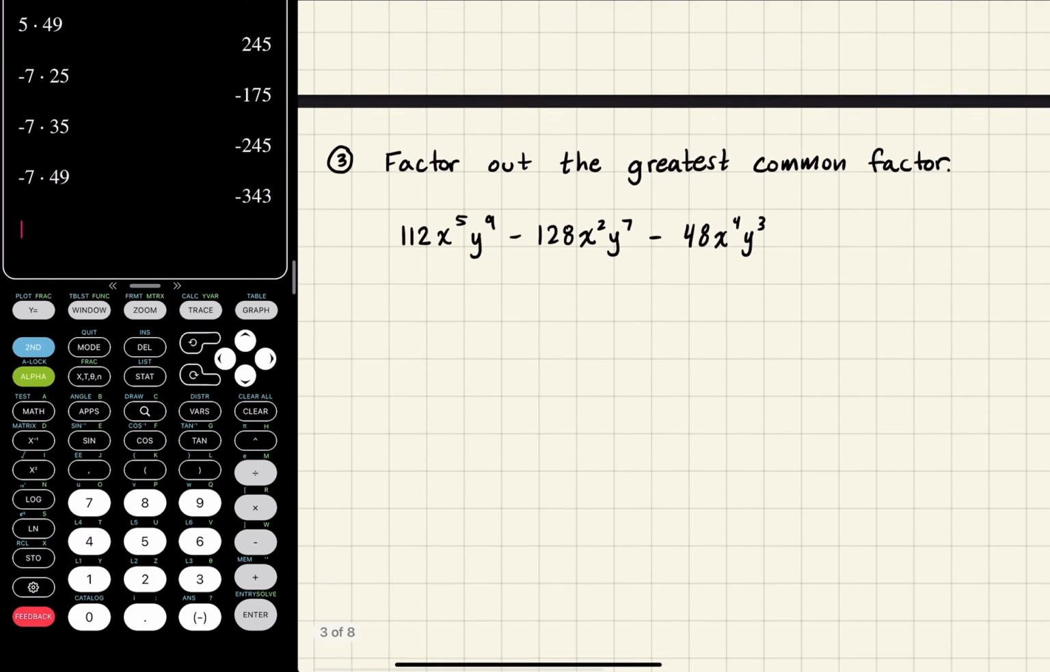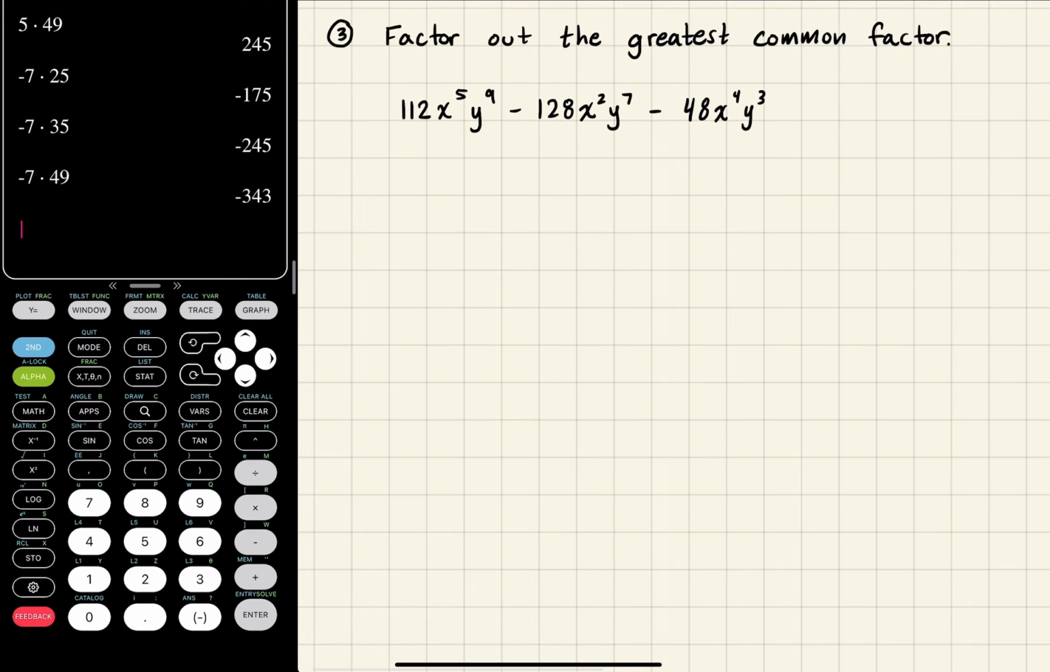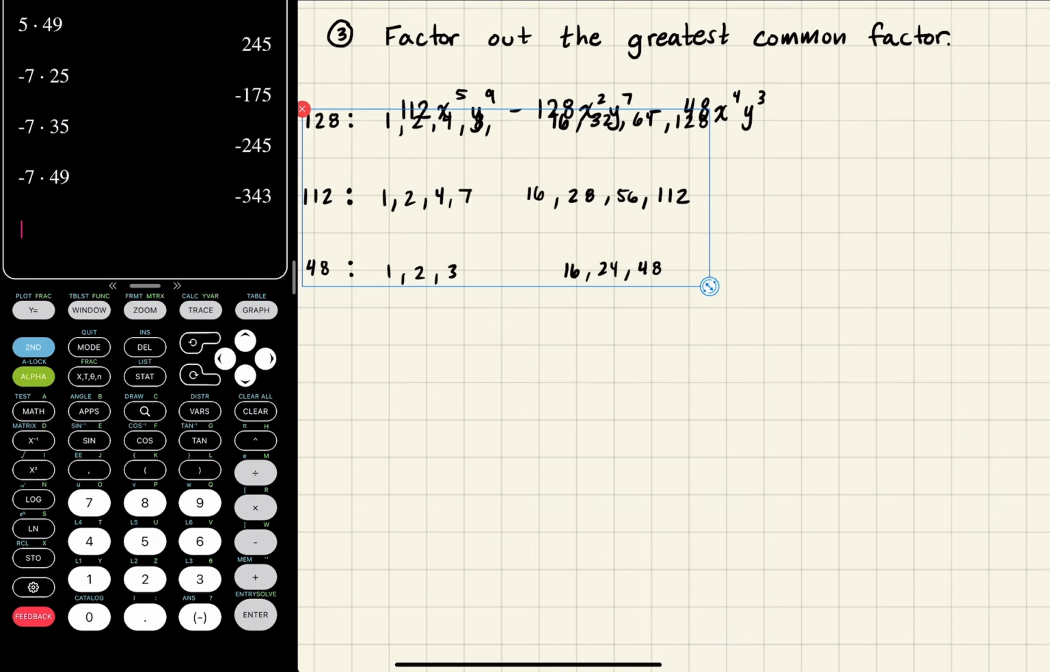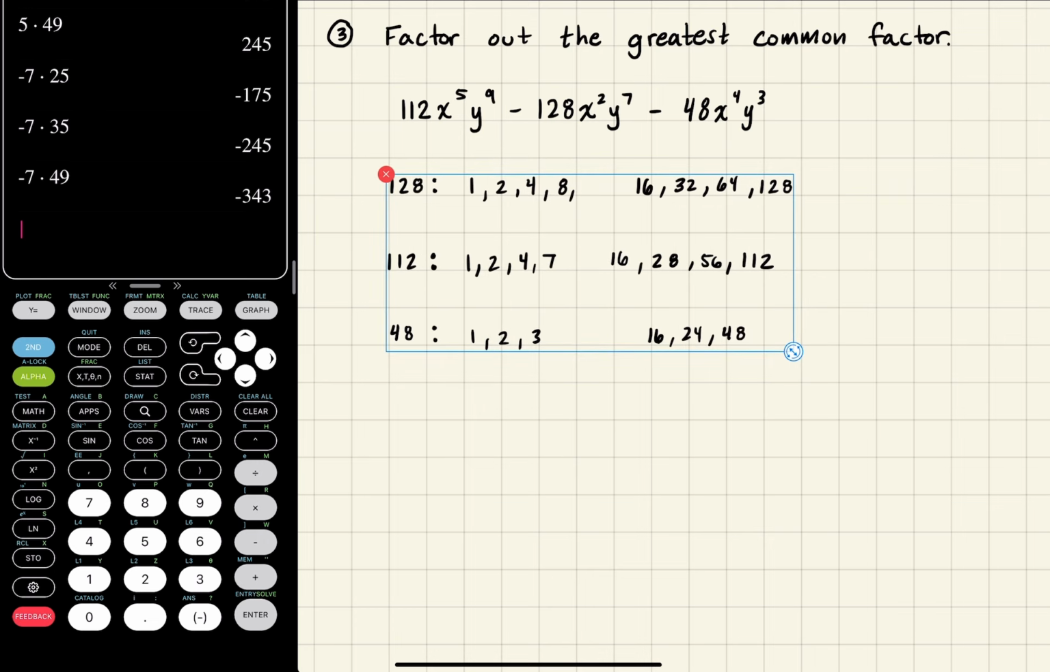Number 3, we're asked to factor out the greatest common factor. So remember, on these problems, we first need to find the GCF for the numbers. And for the variables, it's easy. You just find which letters they all have in common, and you take the smallest exponent. So we'll do that now. I think, let's see if I can, yeah, I've got that in there already.